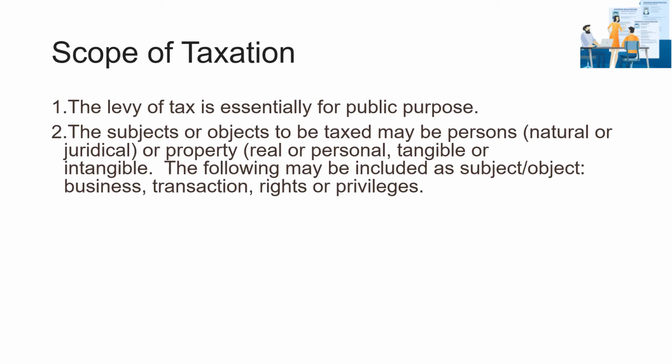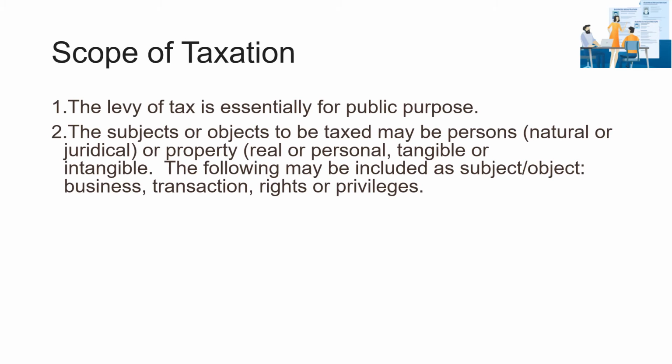So these are taxed under our every year tax or the property tax. And then it also falls under the transfer or the capital gains tax. The personal property, so our precious things like cars, those are movable. These are also taxed every year. The tangible and intangible, so our patents and our tangible properties are also being taxed by the government. So the following may be included as subject or object.